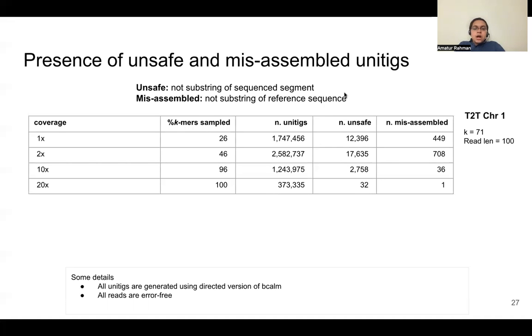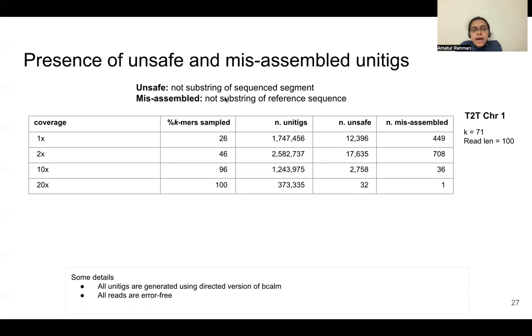So first of all, we want to look at the unsafe and misassembled Unitigs. So recall that unsafe Unitig means that those are not substrings of the sequence segment. But unsafe Unitigs don't always translate to misassembled Unitigs, because misassembled Unitigs are basically the ones that are not substrings of the reference sequence. It's possible that a Unitig is unsafe, but it's not misassembled.